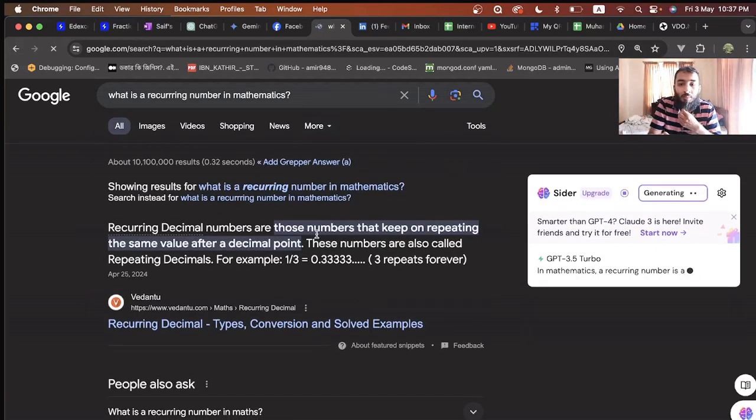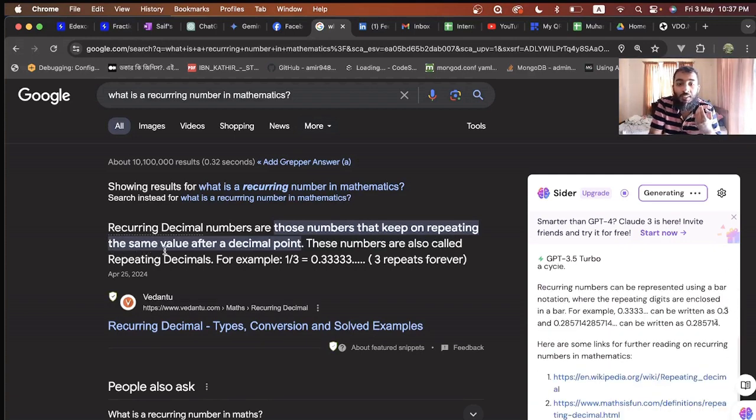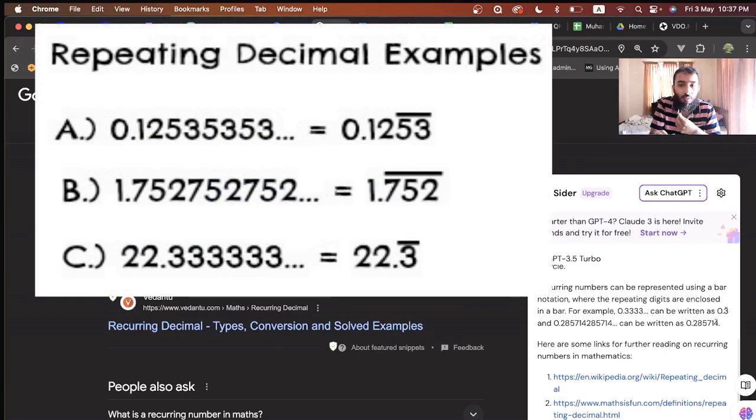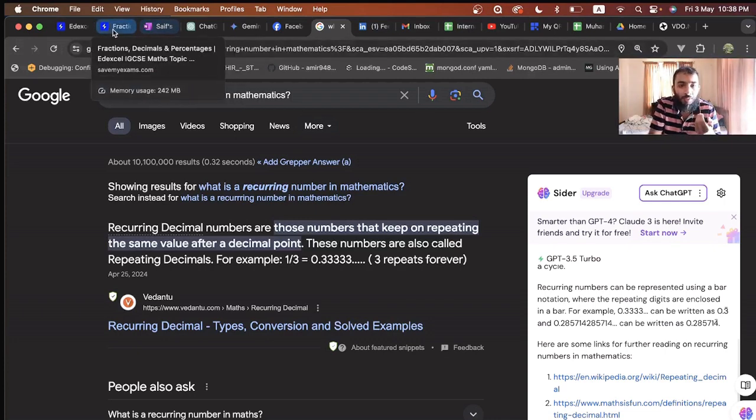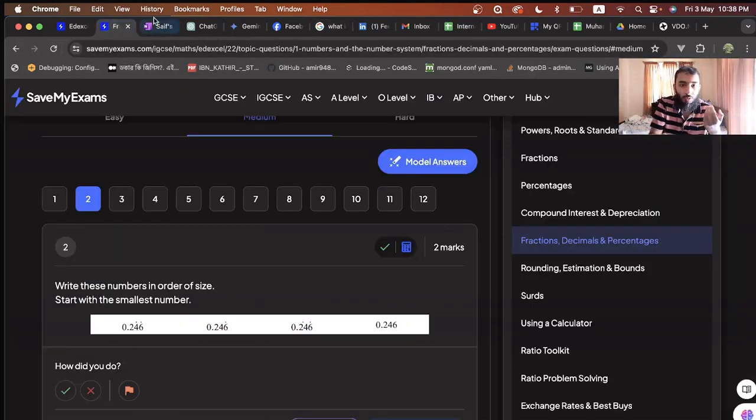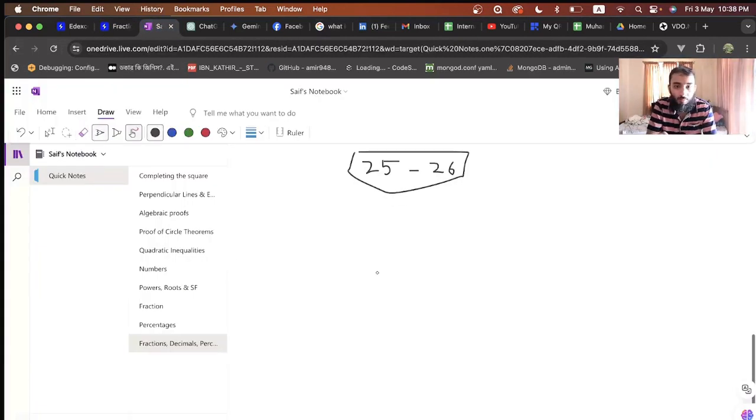So recurring decimal numbers are those numbers that keep on repeating the same value after the decimal point. For example, let's say one number is 0.333, where the 3 repeats forever. In terms of dots, if I use my pen tool, let's say 0.3 with a dot over the 3, this means that this digit 3 repeats itself forever.